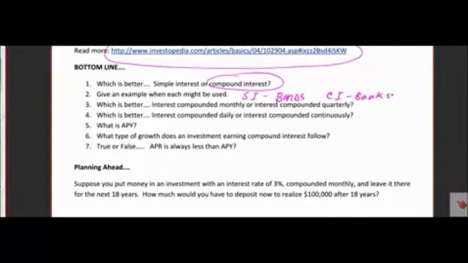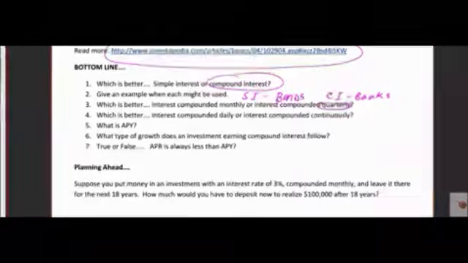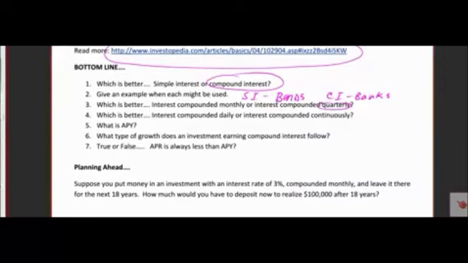Okay, which would you prefer? Interest compounded monthly or interest compounded quarterly? Which one would give you the better result? Based on what we've done, I hope you said quarterly. The more times it's compounded, the more money you will earn. Which would be better? Interest compounded daily or continuously? I'd go with continuously. The more times it's compounded, the better return you'll get.